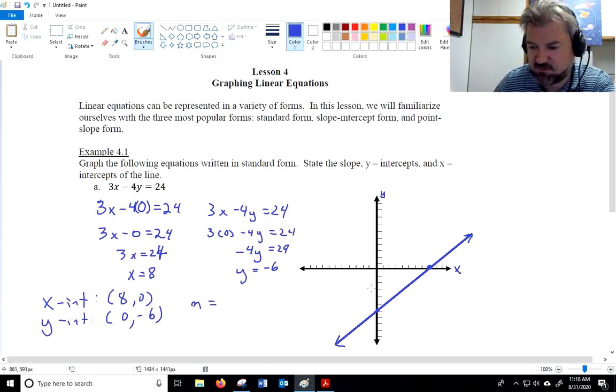The slope, now we can just simply count it from here. 1, 2, 3, 4, 5, 6 up over 8. Up 6 over 8 reduces to up 3 over 4.